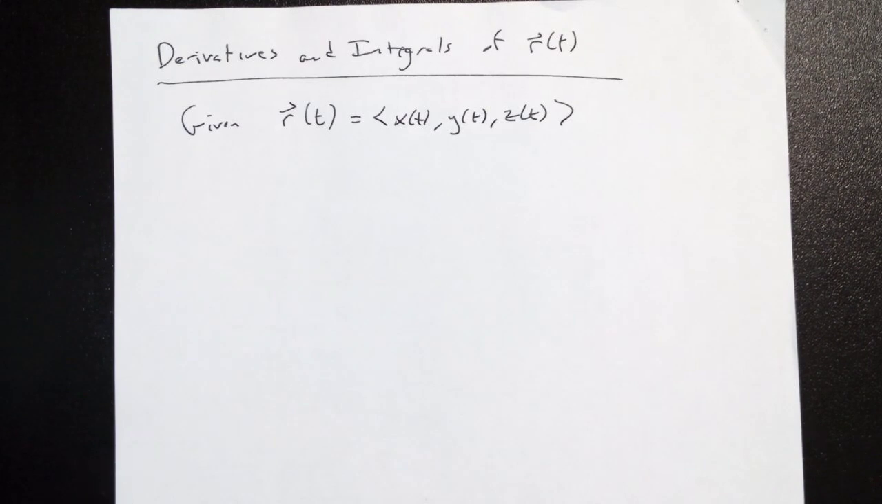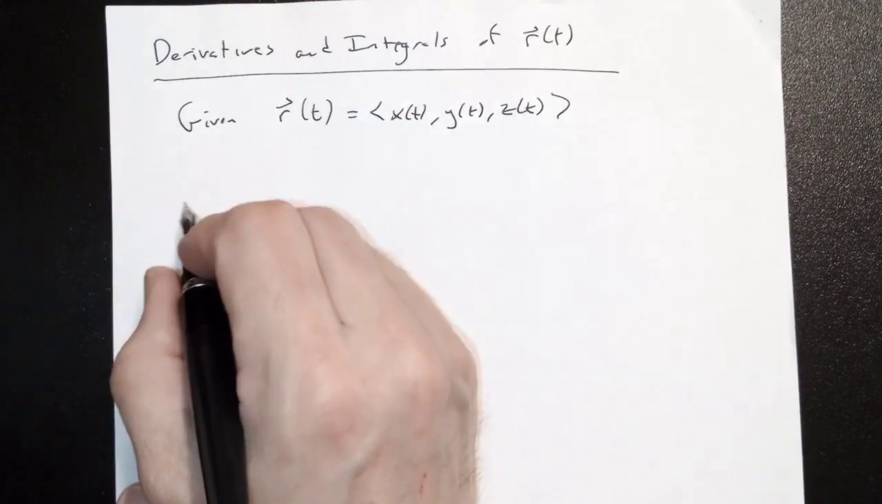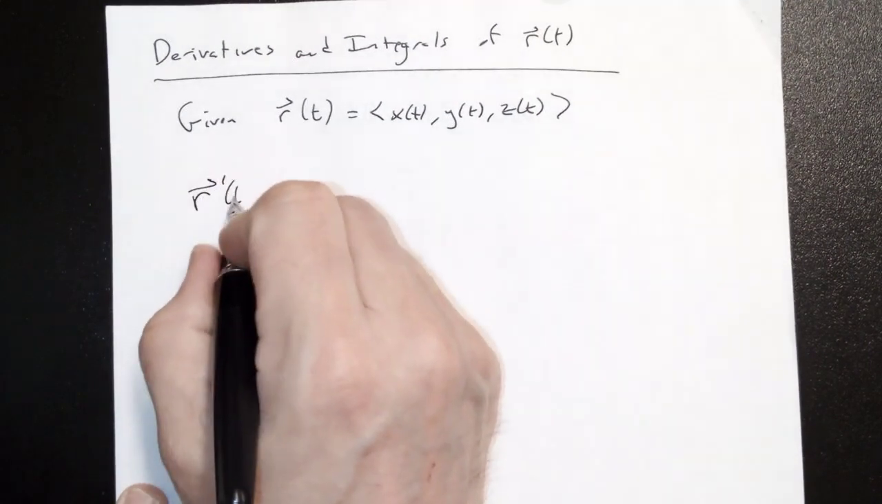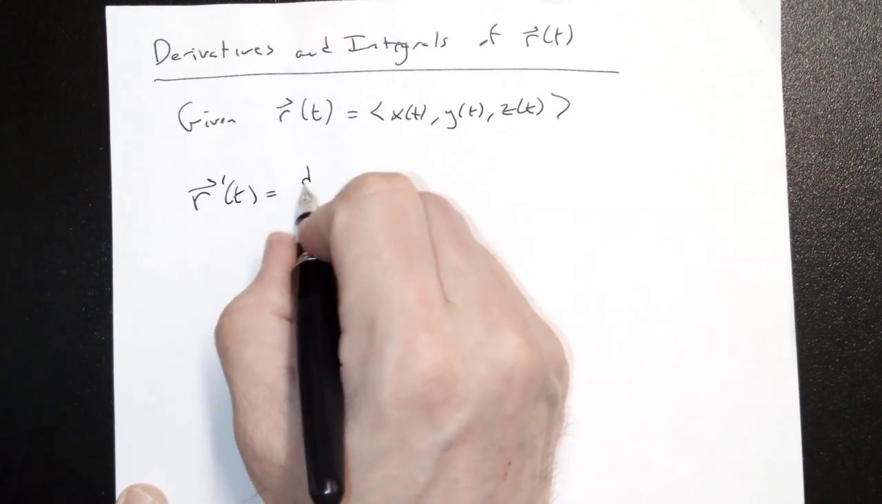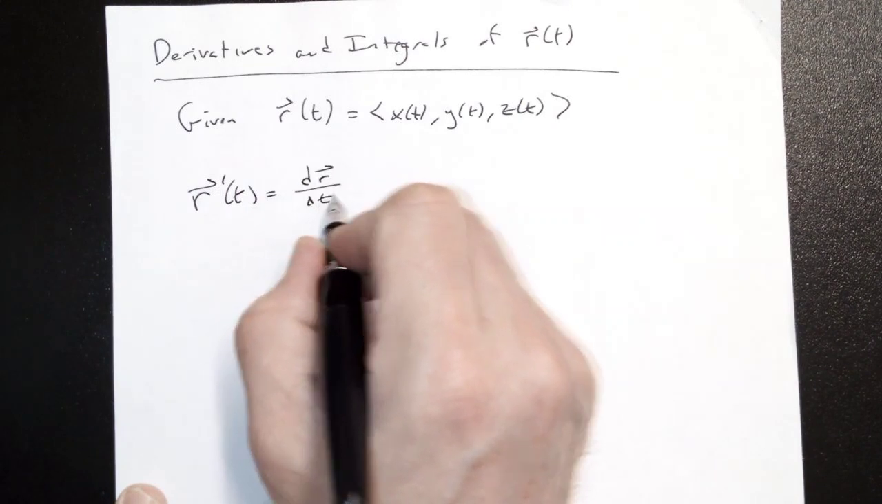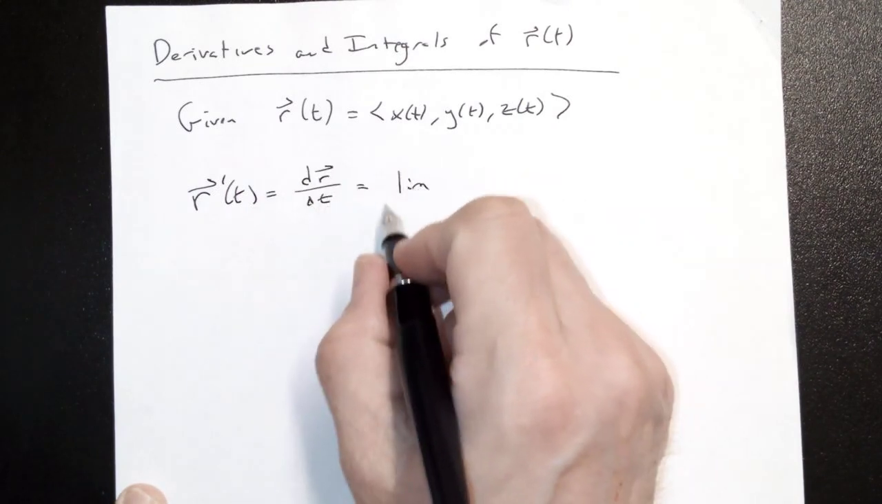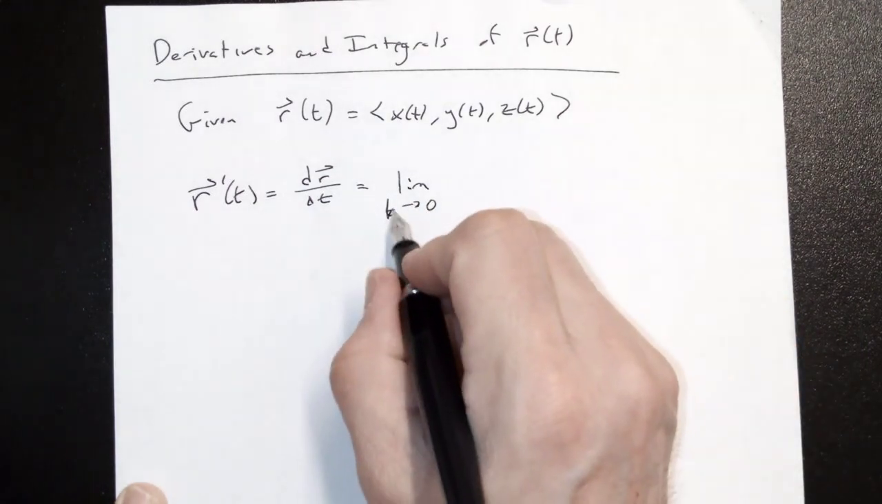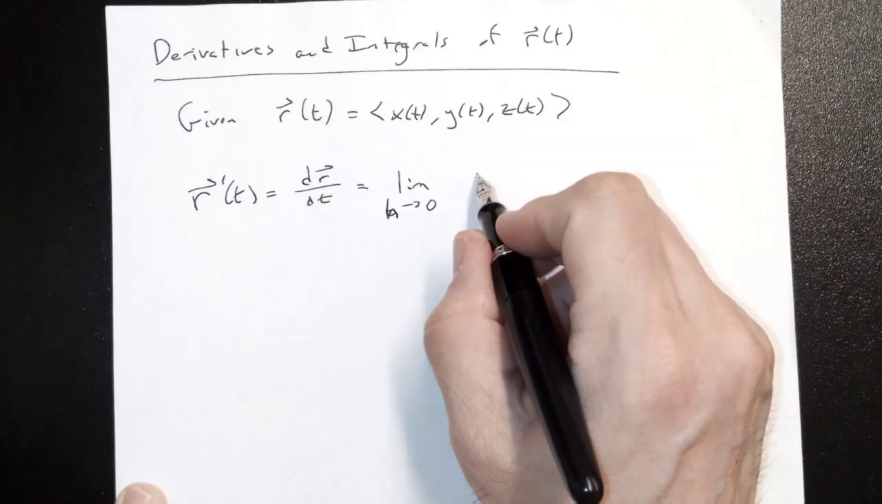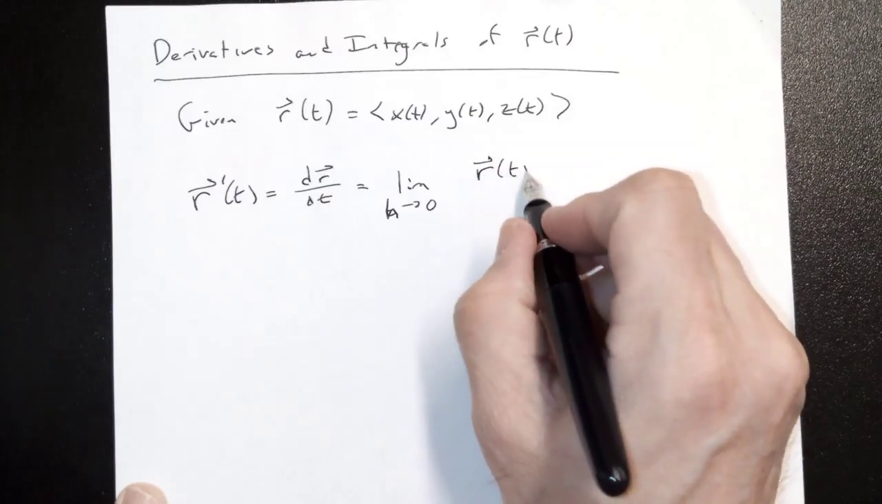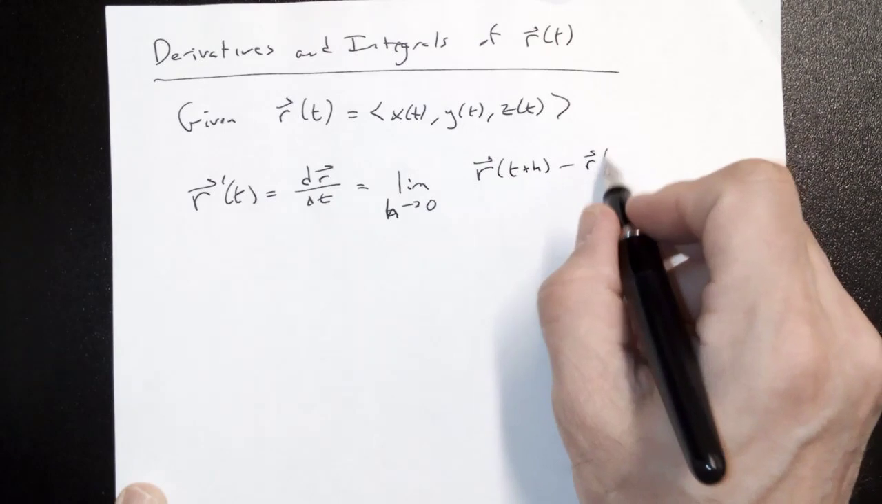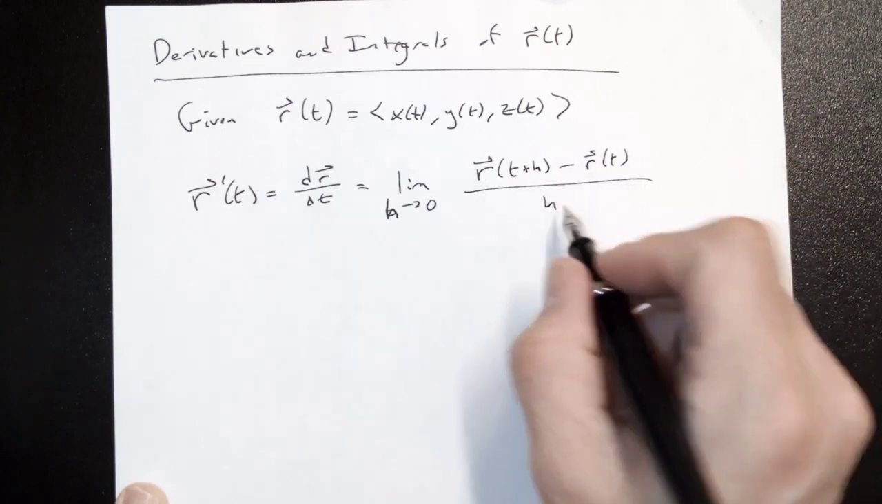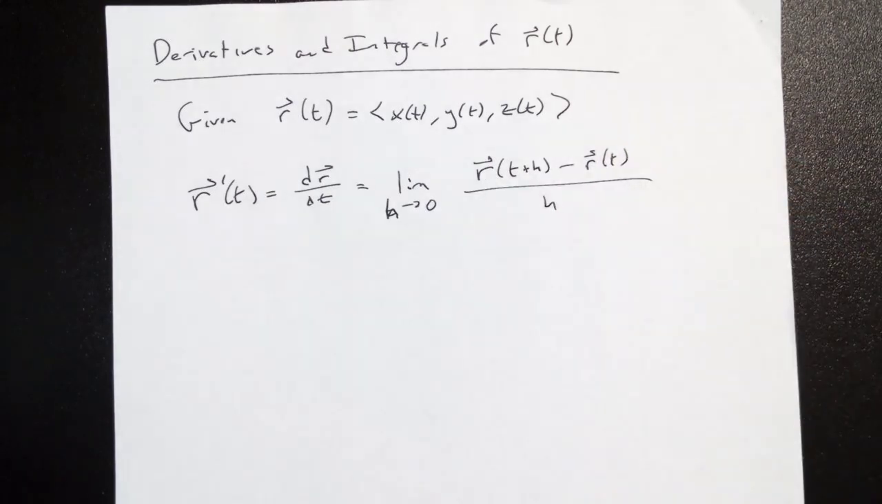Well, I'll do the same definition we've done before. I'll say, okay, r prime of t, or dr dt, is going to be the limit as h goes to 0 of r of t plus h minus r of t, over h. That's the exact same limit definition we used in Calc 1.